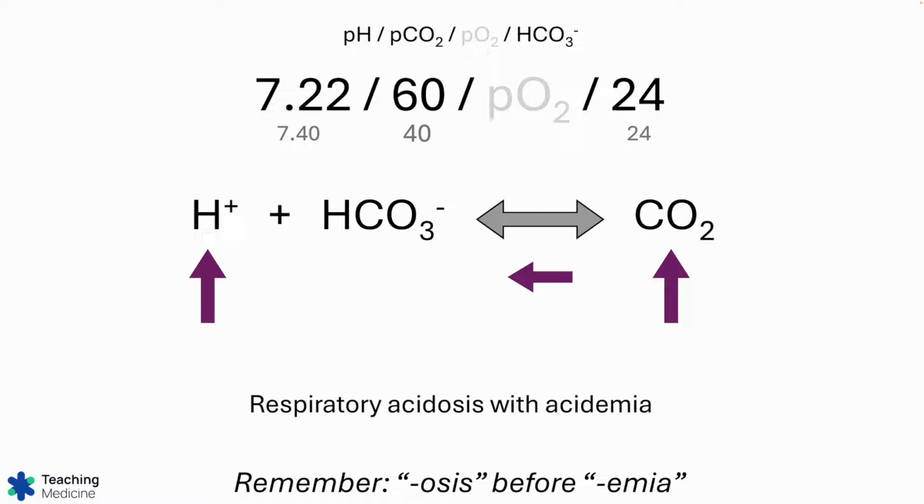We're not going to analyze the bicarb because it's completely normal. It has not gone up or down. Therefore, it will not contribute to shifting the equation to the left or to the right. In this example, we only have one osis process, which is a respiratory process.